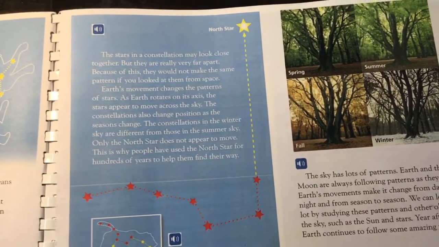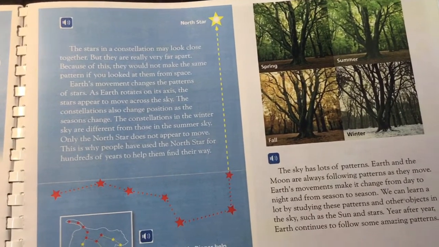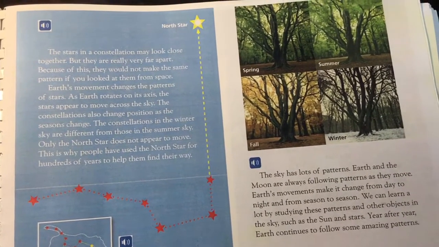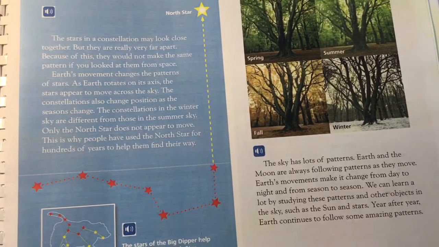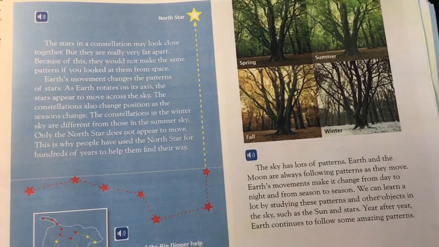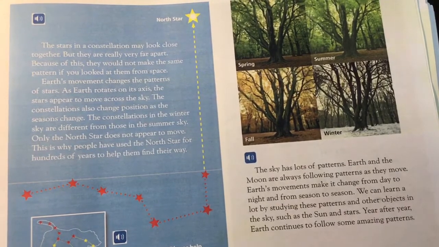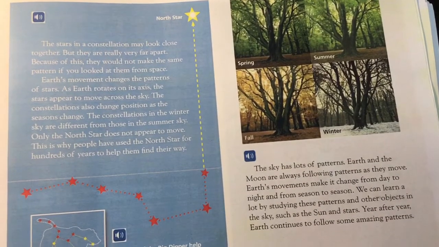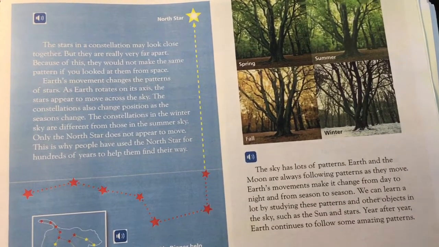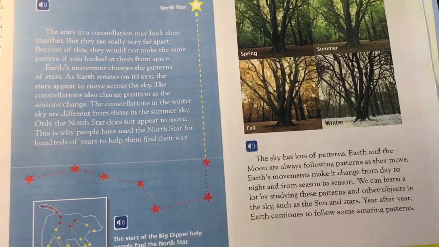As Earth rotated on its axis, the stars appeared to move across the sky. The constellations also change positions as the seasons change. The constellations in the winter sky are different from those in the summer sky. Only the North Star does not appear to move. This is why people have used the North Star for hundreds of years to help them find their way. The stars that make up the dipper help people find the North Star.